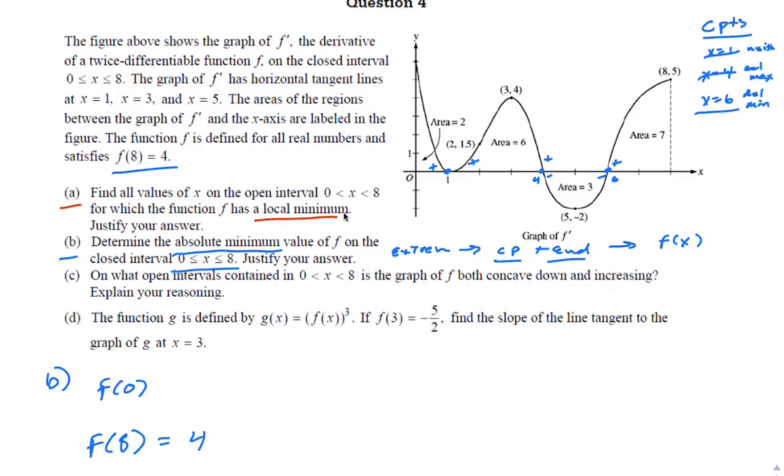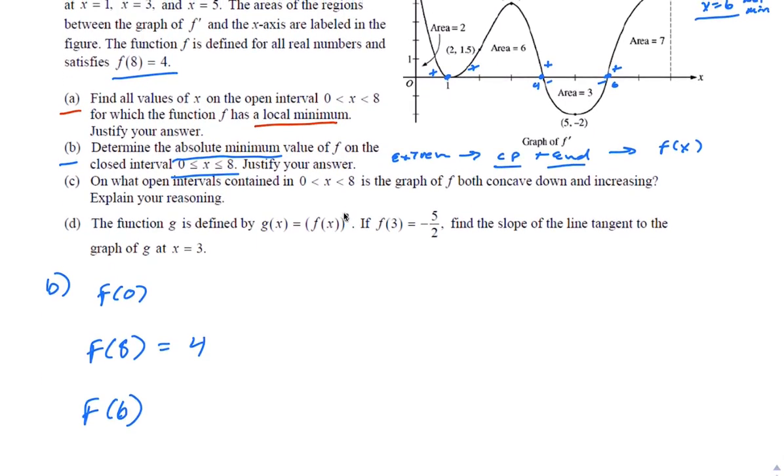Now we know f of 8 is 4 because they gave that to us. But how do we find f of 0? We have f prime here, we don't have f. So this is where we use a trick, the FTC 1 trick. If I want to find f of 0, I can use the fact that I know f of 8 equals 4. We're going to integrate f prime of x from 0 to 8.